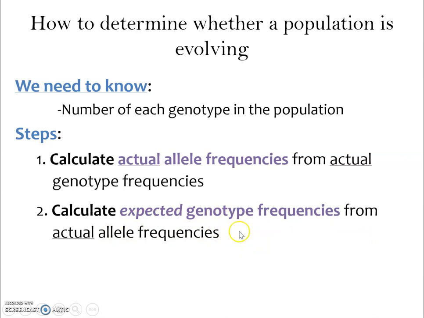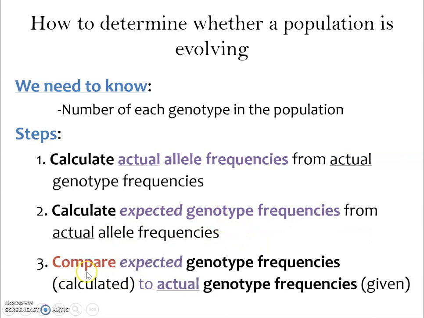And then the third crucial step is to compare our expected genotype frequencies, the things that came from step 2, compare those to our actual genotype frequencies that we were given. Okay.